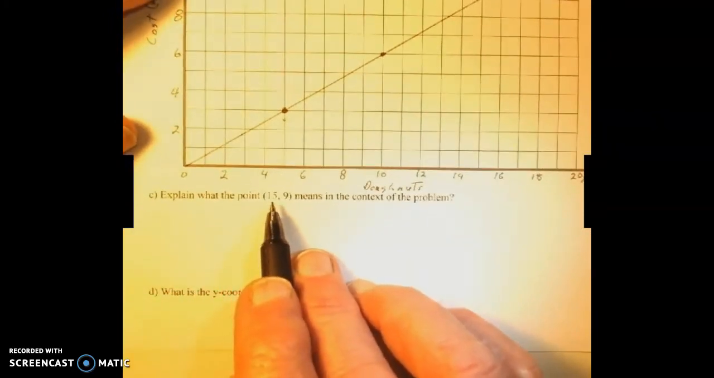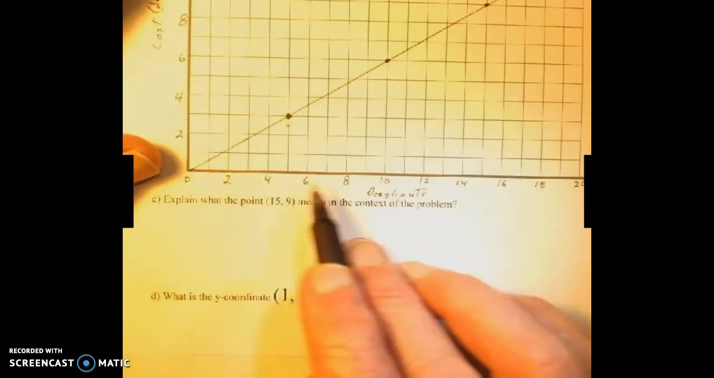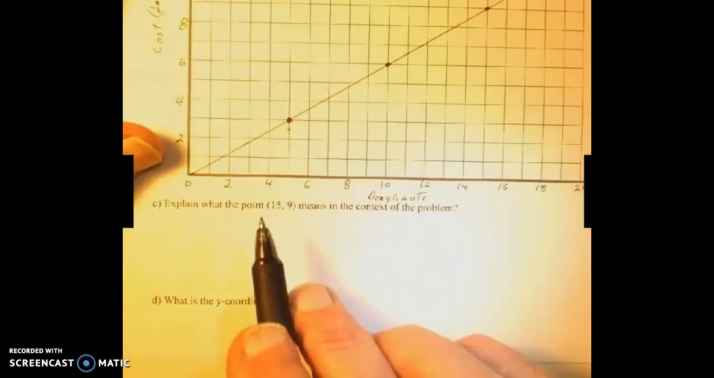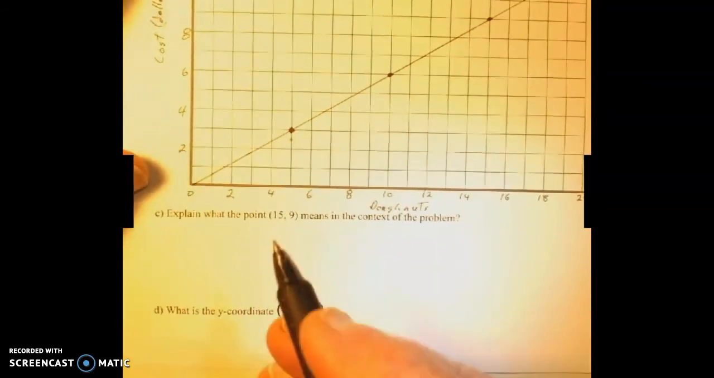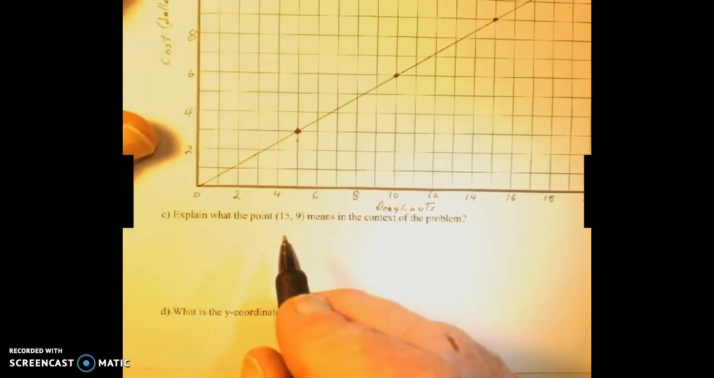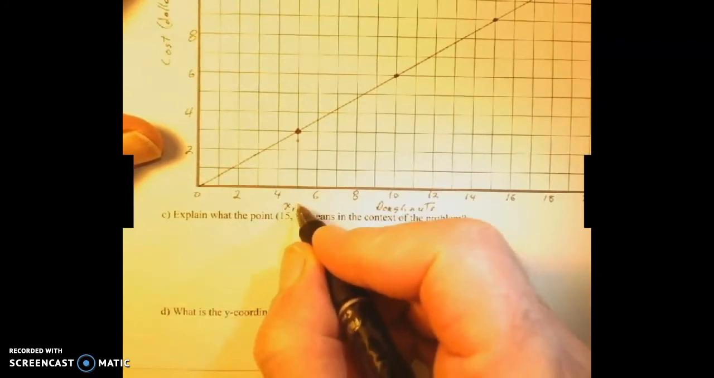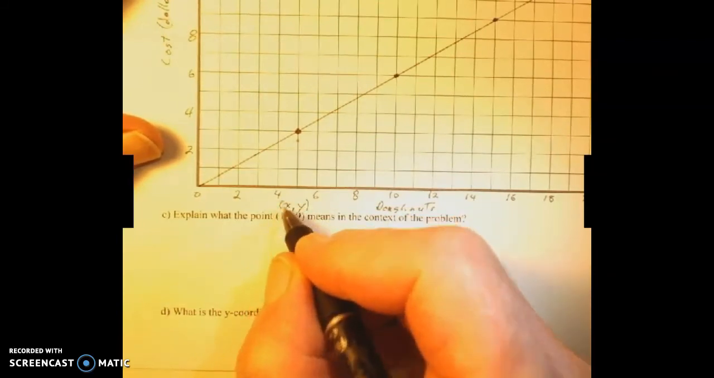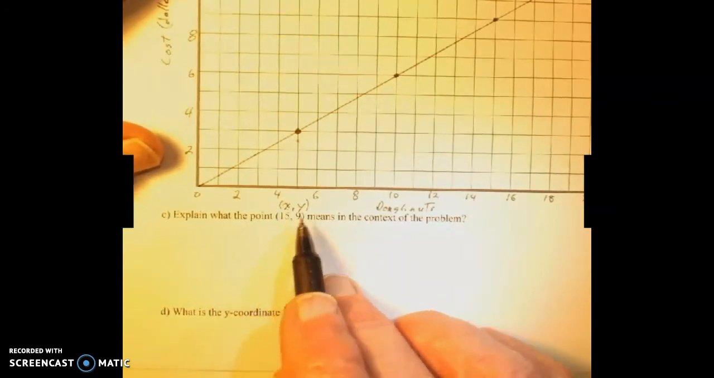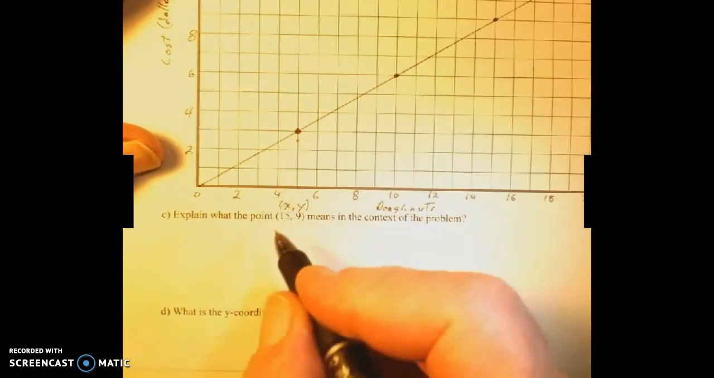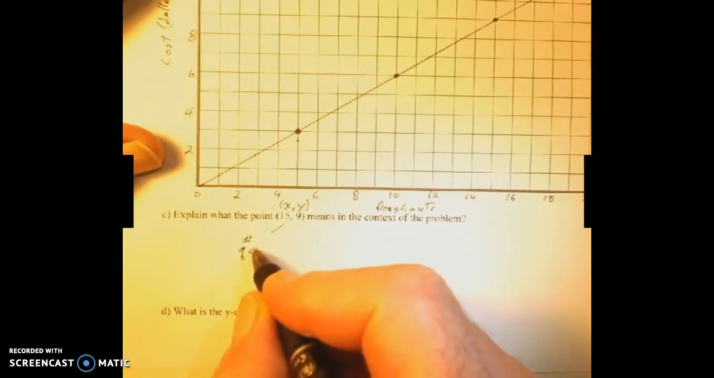Explain what the point (15, 9) means in the context of this problem, meaning in this situation, in what we're talking about here, what does this ordered pair mean, the ordered pair (15, 9)? Remember, this is an ordered pair because there's a specific order to this. This is the x-coordinate, and this is the y-coordinate. Yes, it's alphabetical order. So the 15 represents our x. Our x-axis is dealing with, that is going to be our number of donuts.